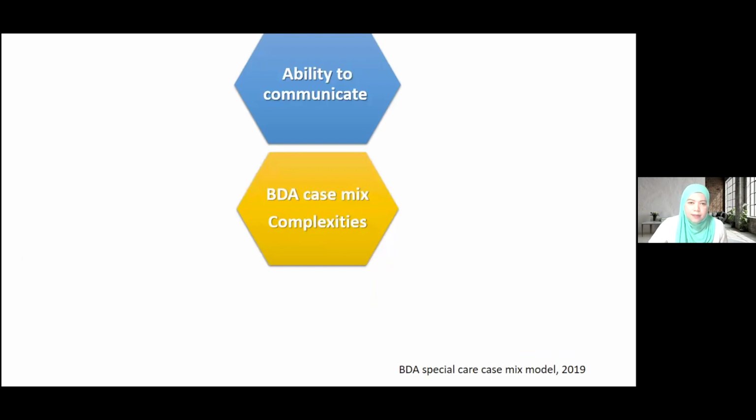First of all, their communication. It reflects on the issues of communication between the dental team and the patient, their guardian, or even the carers when they're in the surgery. Patients may have non-verbal communication or use of assistive devices.